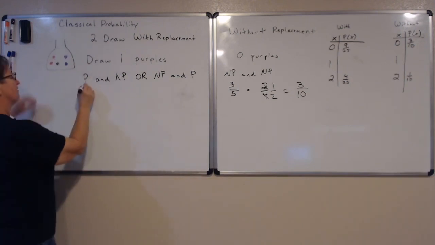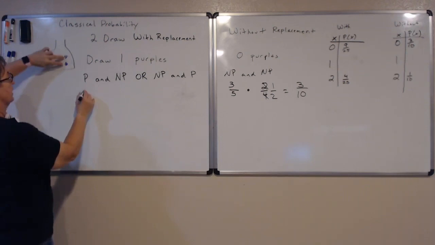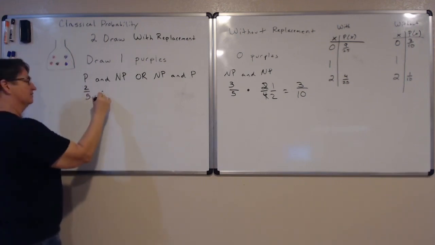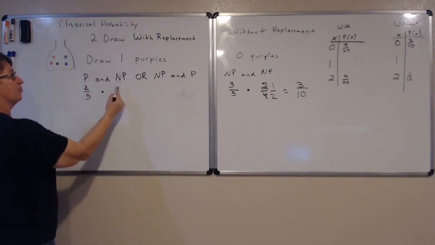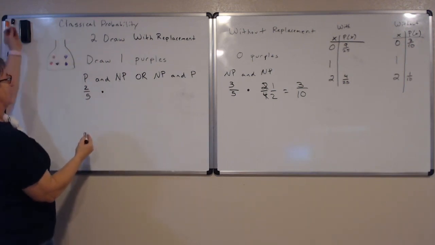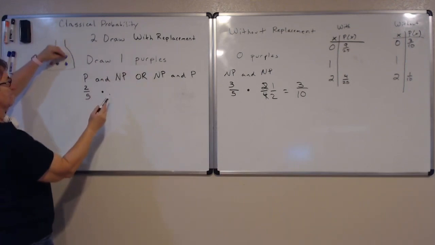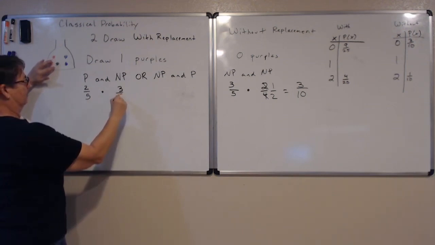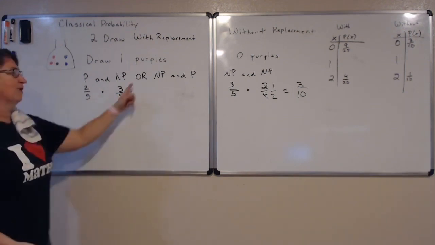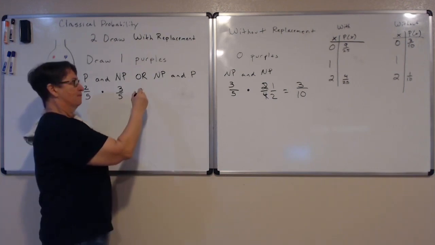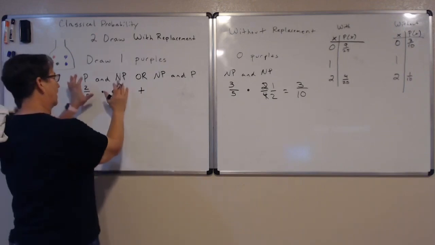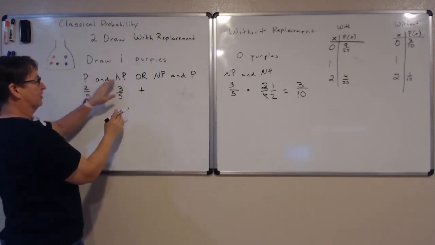So the probability of a purple on the first draw is 2 out of the total of 5. So 2 purples out of a total of 5. And the probability of not a purple, well, I put it back in. Remember, I take it out, but then with replacement, I'm putting it back in. So the probability of not a purple, well, it's 3 out of the 5. Remind me, what is the or? Tell me. Good. I'm going to add there. And so that's one way to get a purple first, is do a purple and then a not purple.